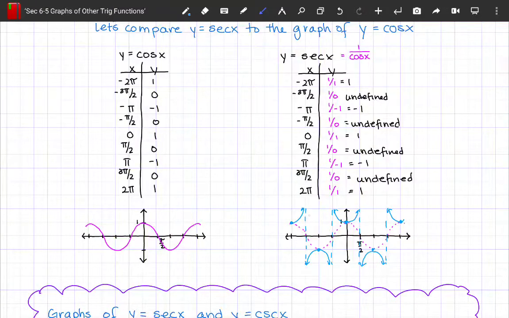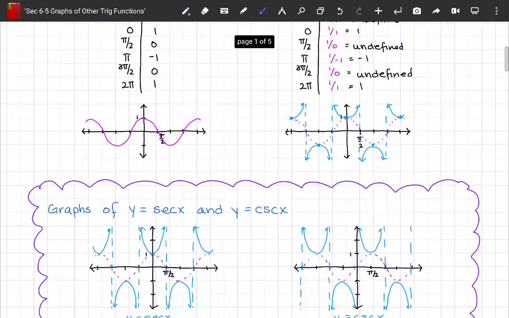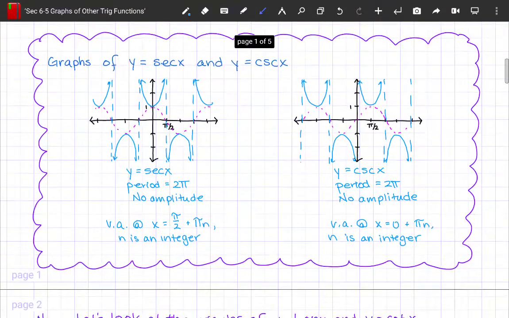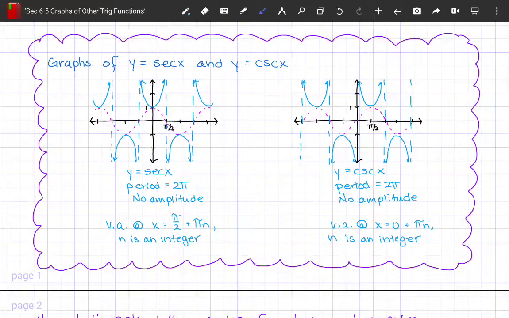And then that tells us also where the U-shapes are going to go. So let's see what sine or cosecant would look like. You'll see it looks very similar. Here's kind of both of them put together. Here's the graph for secant that we just did. And then cosecant, we do exactly the same way.